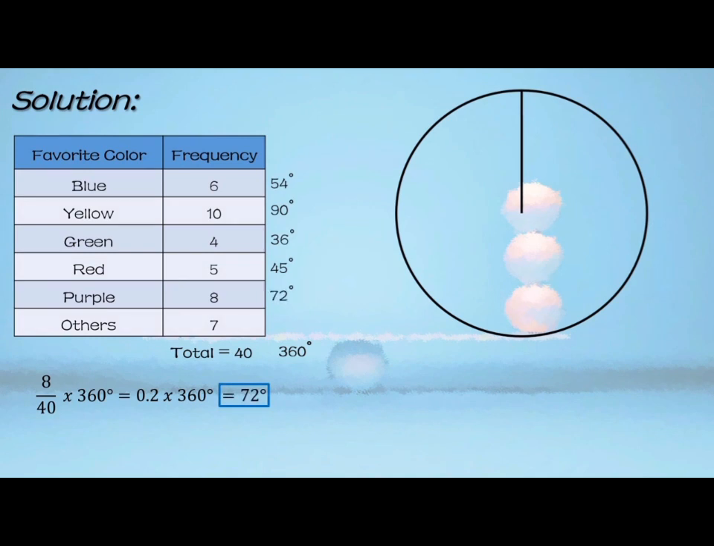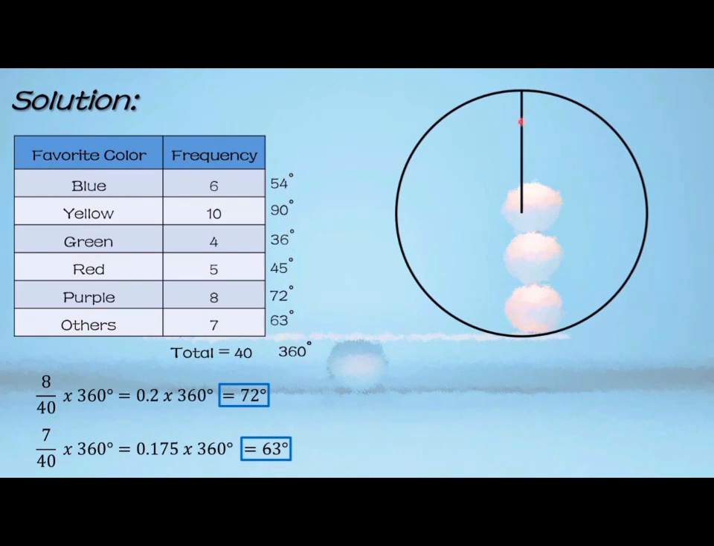And then for others, we have 7 divided by 40 times 360 degrees, and that is 0.175 times 360 is equal to 63 degrees. Then we will put the answer beside the row for others. Kumpleto na yung ating mga degrees, and if you add them up, you will get a total of 360 degrees.